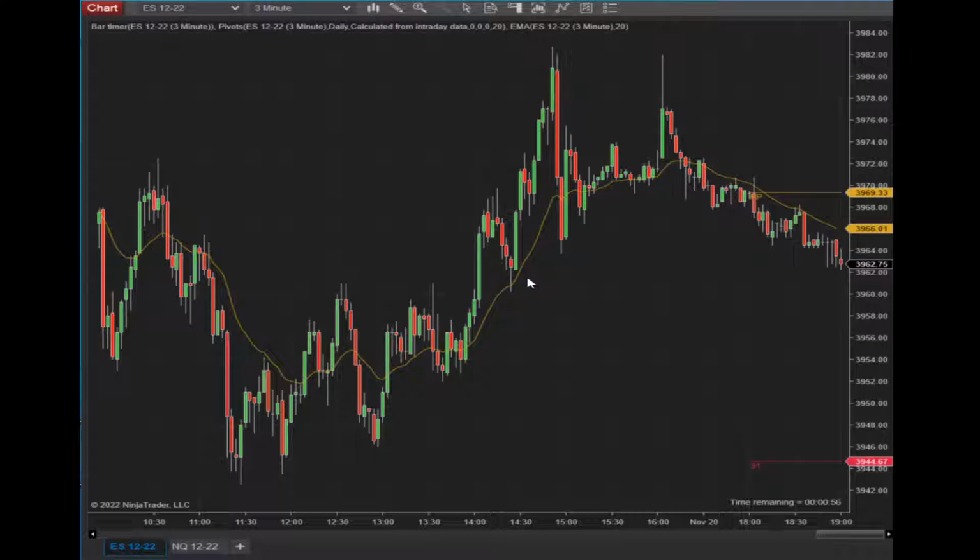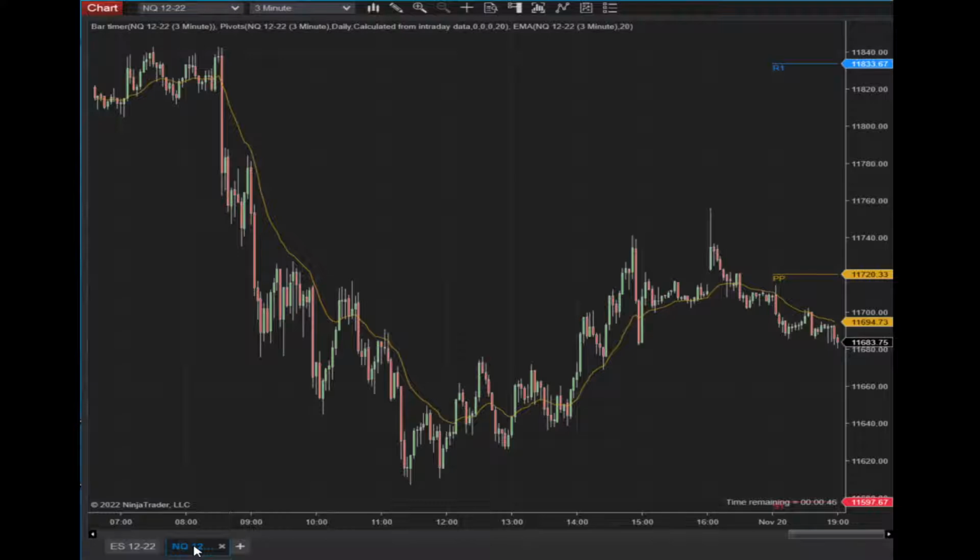So let's just go over what we're doing here. This is the ES or S&P 500 futures chart, and also down here I have the Nasdaq.